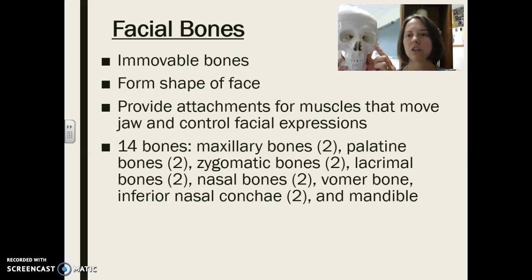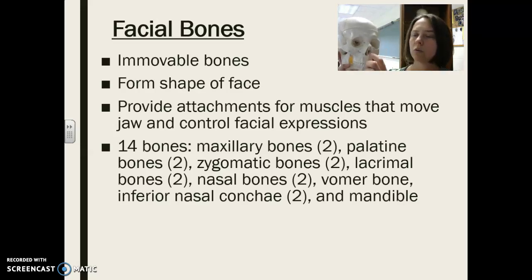Zygomatic bones, which are in the front of the face and make up your cheekbones. Lacrimal bones, which you have to kind of look in the eye socket, and they are there by your tear ducts. Lacrimosa, that's Latin, tears. Nasal bones, which are these two slender ones that make the bridge of your nose. Vomer bone, which is down here, and that makes the inferior part of the nasal septum. The inferior nasal conchae, which are these little scrolls on the lateral sides of the nasal cavity.